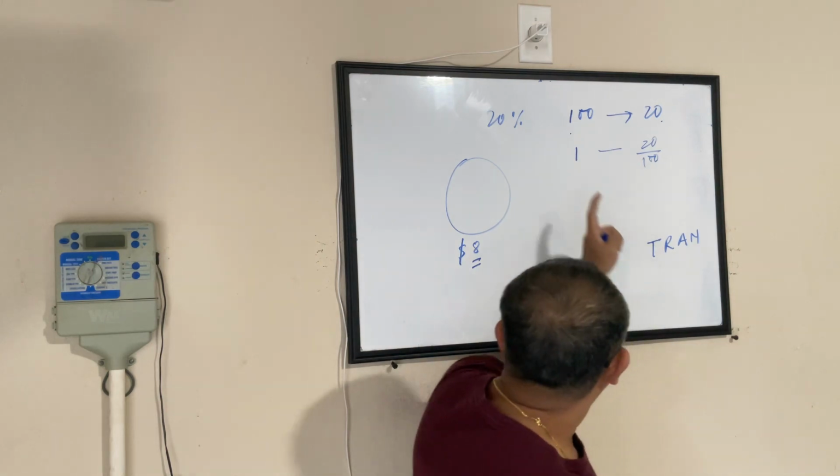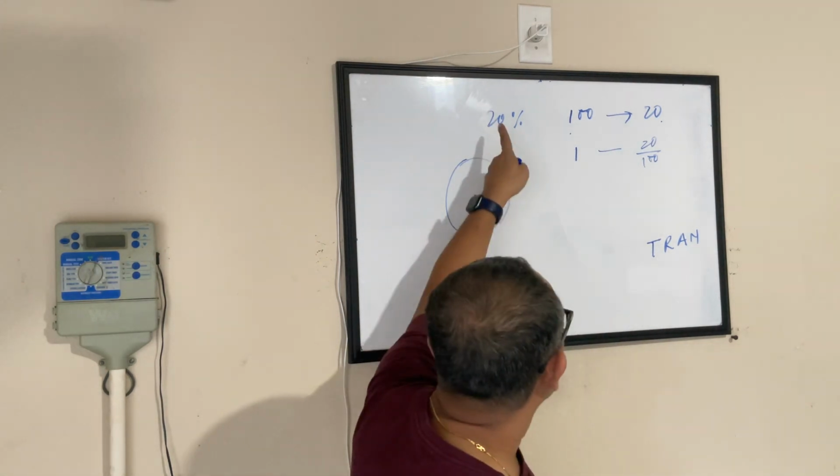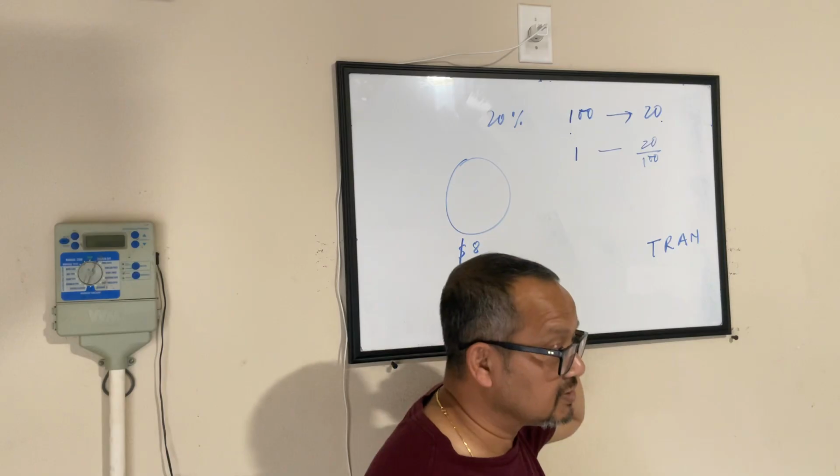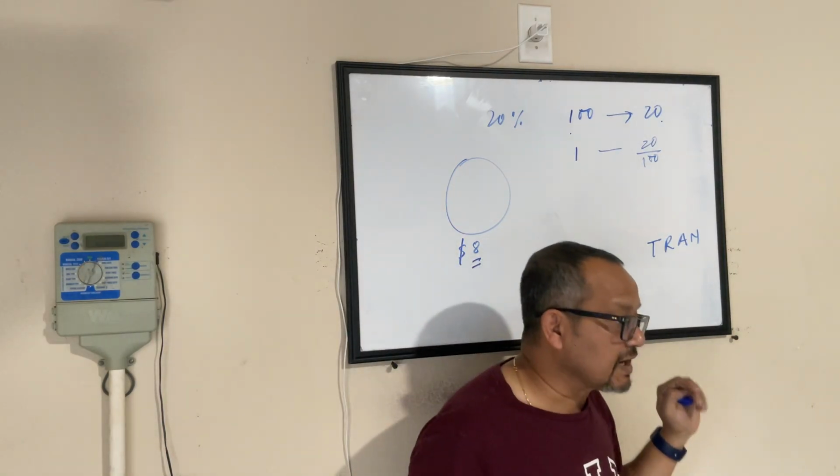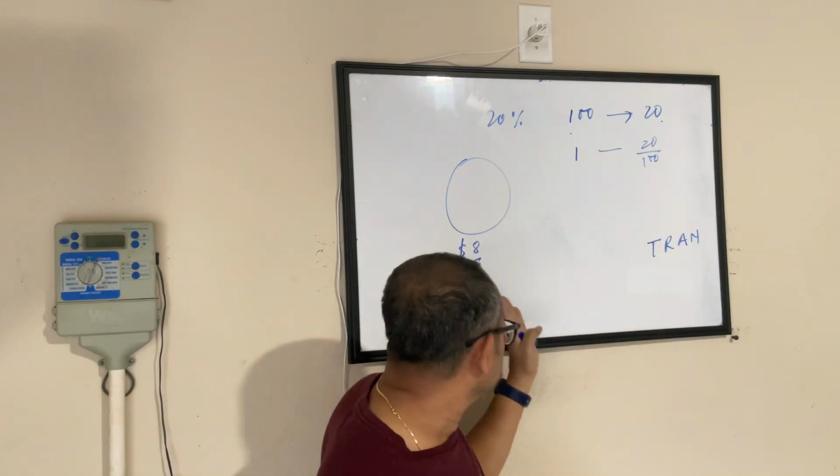So, $20 discount? I said 20% discount. Did I say $20 discount? That is where your knowledge of calculating percentage will come in handy. That's what we are doing right now.